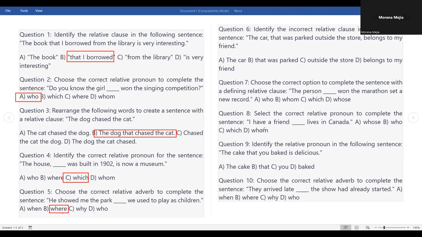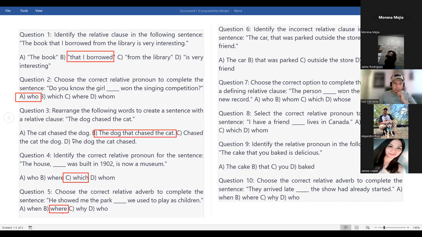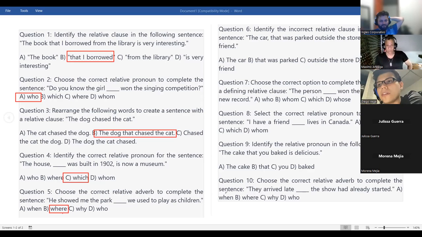Number A. Yes. Letter B. Okay. So, I have a friend who lives in Canada. Very good job. Thank you very much. Who's missing, guys? Who's missing? Diego, did you give me your answers already? Yes, in the first question, but I can help you. Yes, please. So what's number nine?